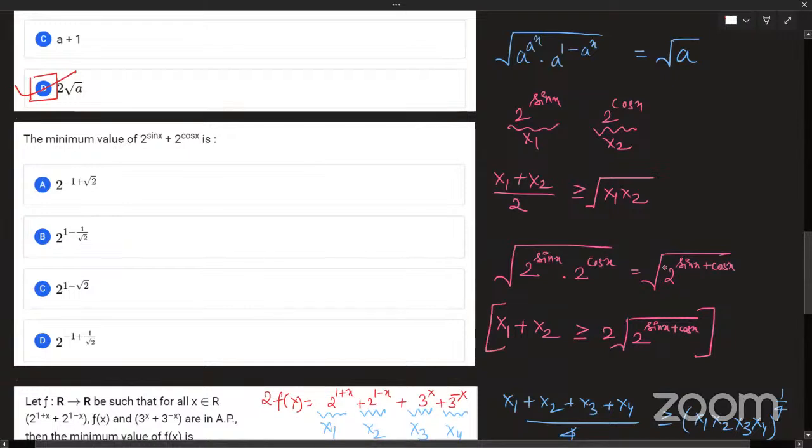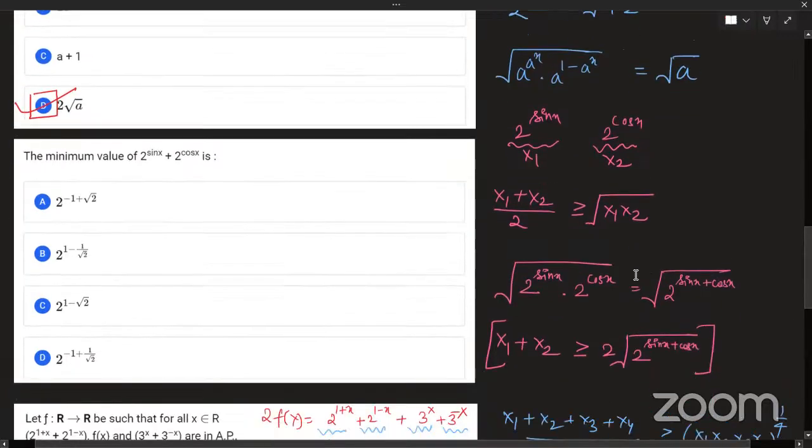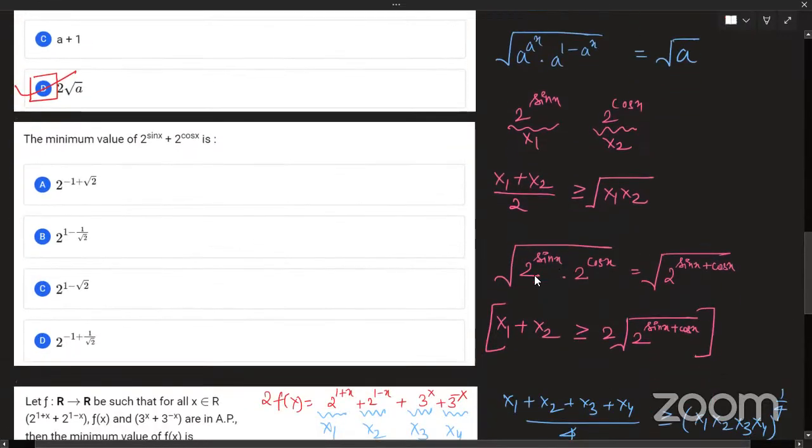So now you just need to find what is the minimum value of sin x plus cos x. I guess that is for the ones who have studied trigonometry and calculus. For the ones who don't know calculus, you won't be able to do this. For the minimum value of sin x plus cos x, we will need to differentiate this. I'm not sure if we should be doing this right now because many people don't know.